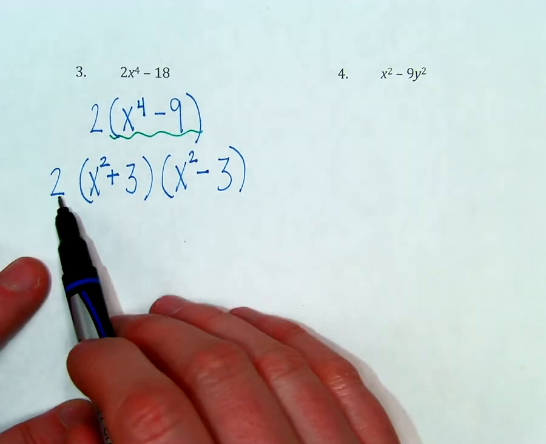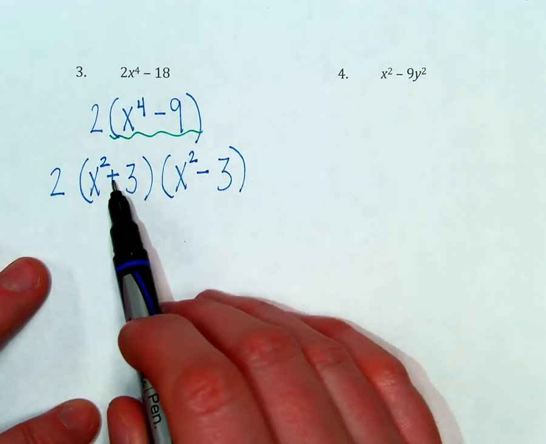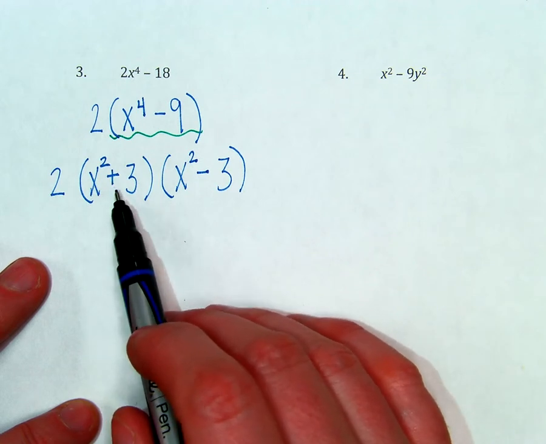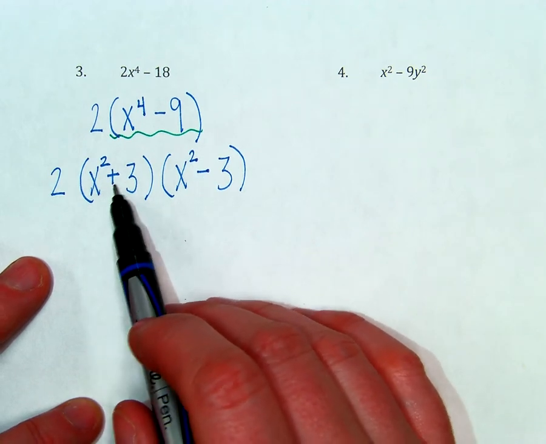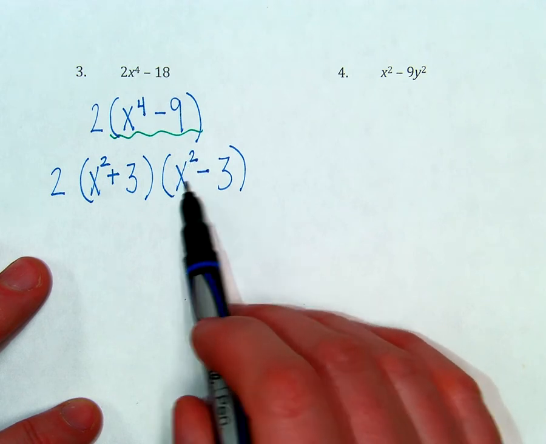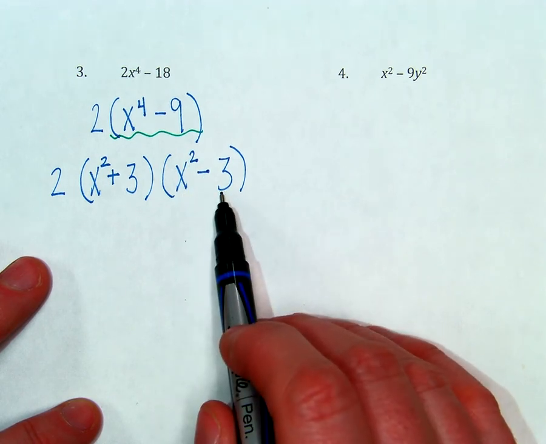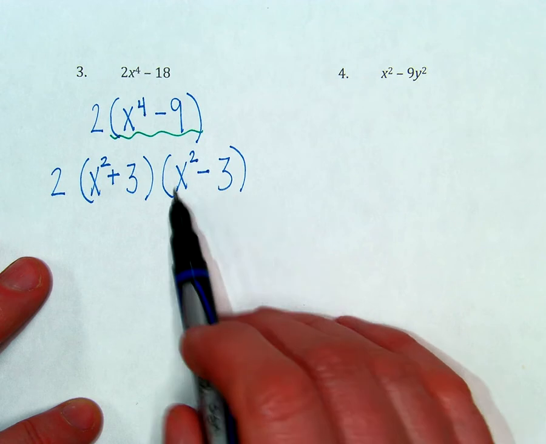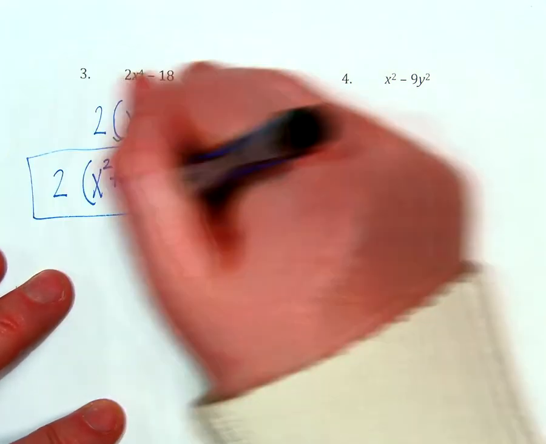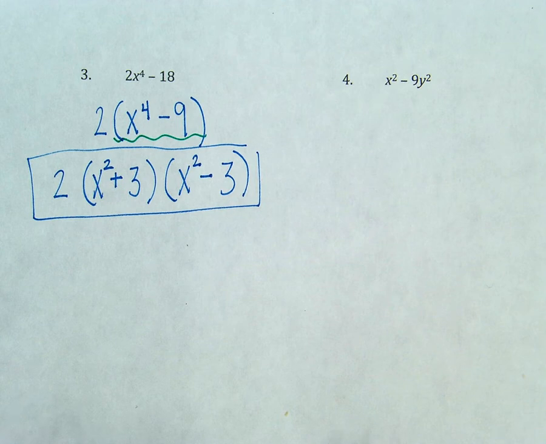And then let's see, I can't do anything with the 2. This has a plus sign in it, and there's only 2 terms. It has to be difference for this to work for a difference of squares problem. This one does have a minus sign. And x squared is a perfect square, but 3 is not a perfect square. So we can't go any farther with that one at all. So this is where you would stop for problem 3.